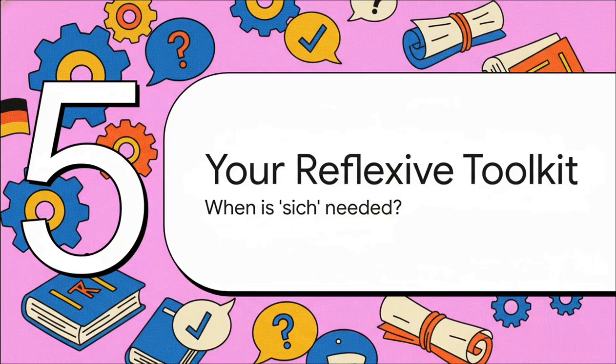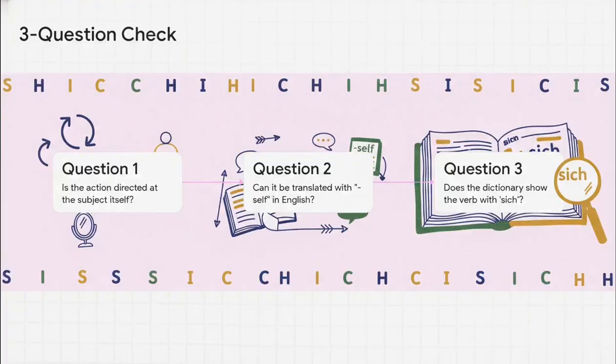Phew! Okay, we've covered a lot of ground. So let's wrap this all up into a simple, practical toolkit you can use anytime you're stuck. It really just comes down to a simple 3-step check. Step 1, ask yourself, is the action coming back to the person doing it? Step 2, can you translate it into English using a self word, like I wash myself? If yes, that's a huge clue.